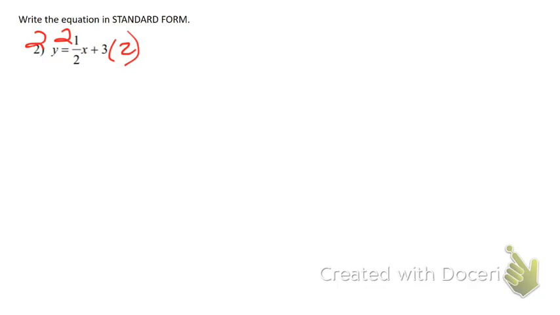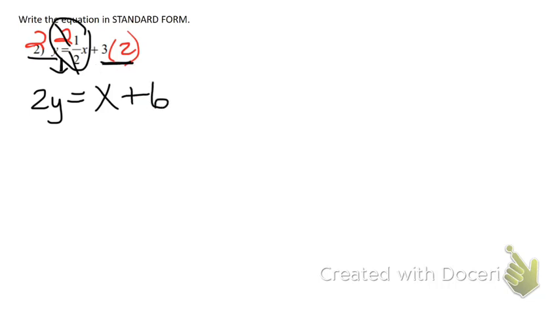On the left side of the equation, 2 times y is 2y. Bring down this equal sign. Then we have 2 times 1/2 x. Since we're multiplying by 2 and dividing by 2, the two 2's cancel, and you just get 1 times x, or x. And then positive 3 times 2 is a positive 6.